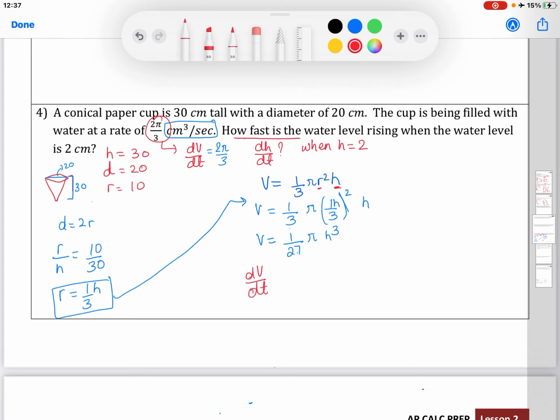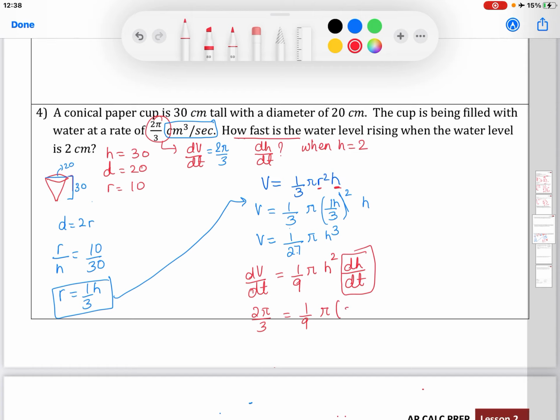Now I want to take the derivative, so this would be dV dt. We are differentiating with respect to time, so please remember that. I'm going to bring the 3 in front, so this would be 3 over 27, which is 1/9 pi, and you bring the power down. Basic power rule. But remember your implicit differentiation, dH dt, and this is what I'm solving for. So I already know my dV dt is 2 pi over 3.